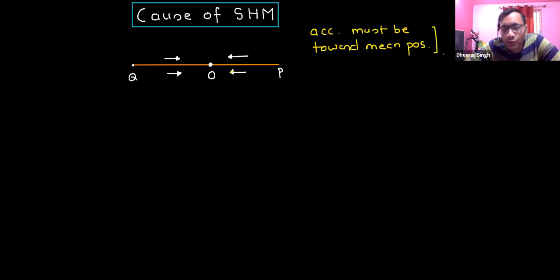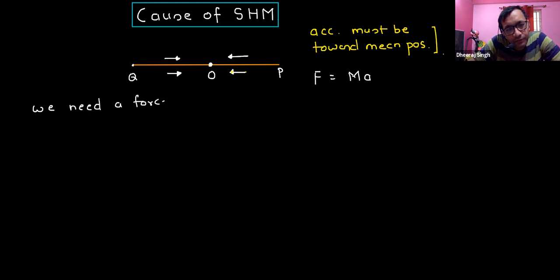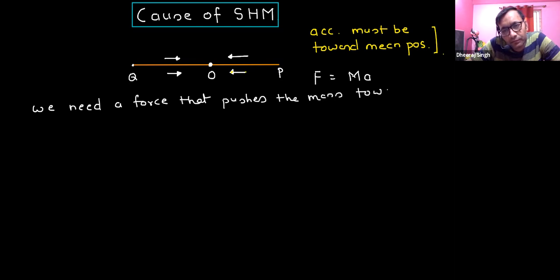Now, if acceleration is towards the mean position, the force is also towards the mean position because force is equal to mass times acceleration. Mass is just a constant. So we need a force that pushes the mass towards the mean position always.